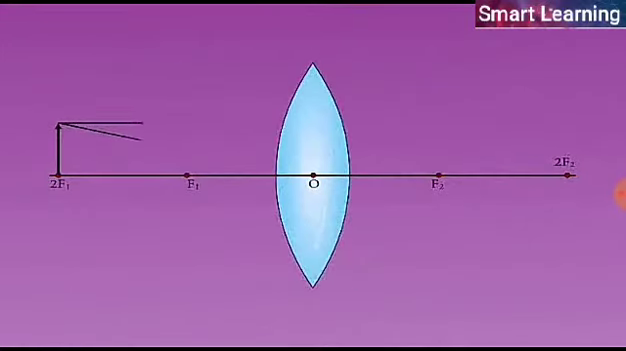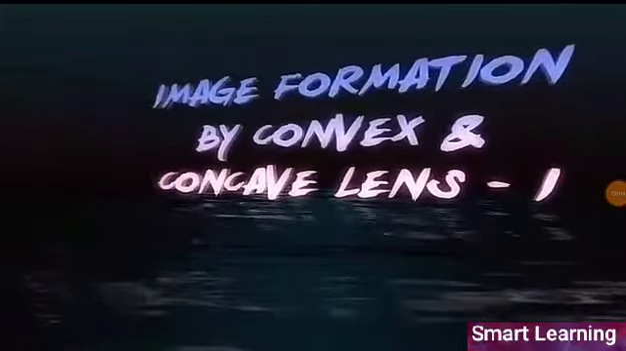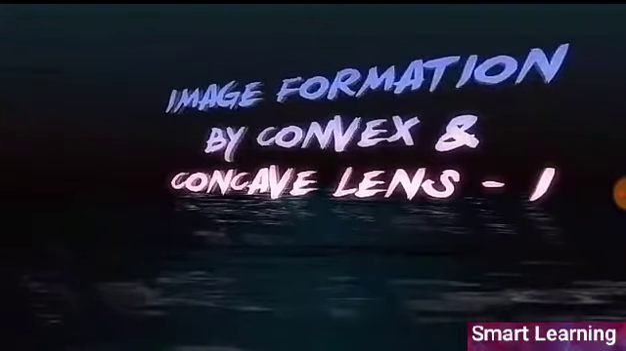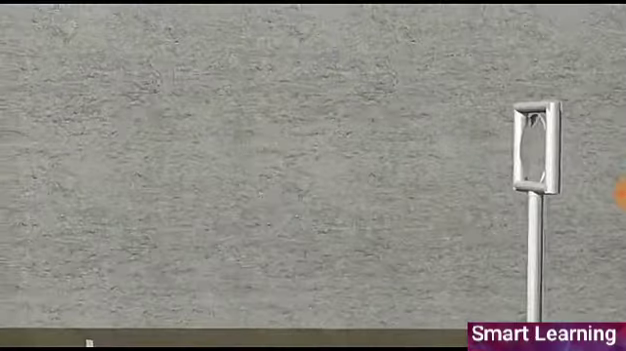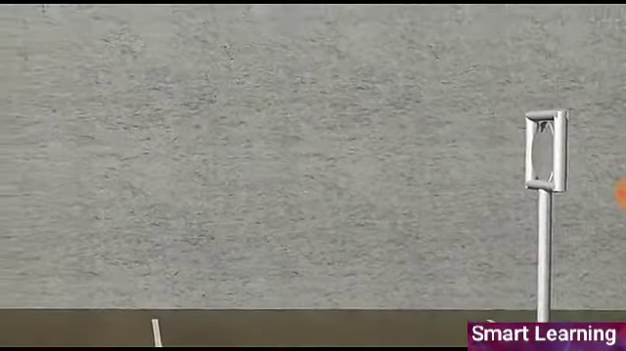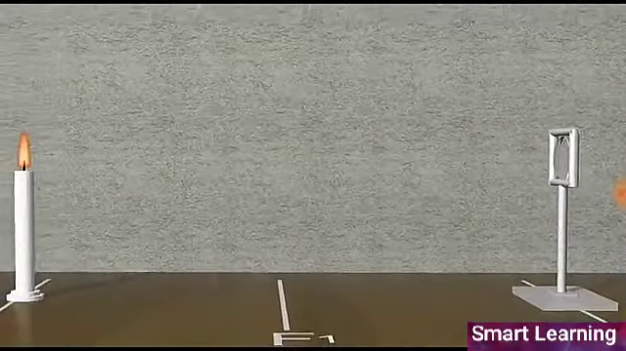It is important to note that the image is formed at a point where any two of the refracted rays actually meet or appear to meet. Image formation by convex and concave lens. Part 1. Now let's understand the image formation in lens using ray diagrams. Ray diagrams will also help us to study the nature, position and relative size of the image formed by lenses.